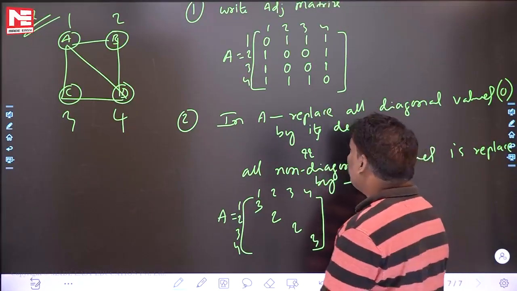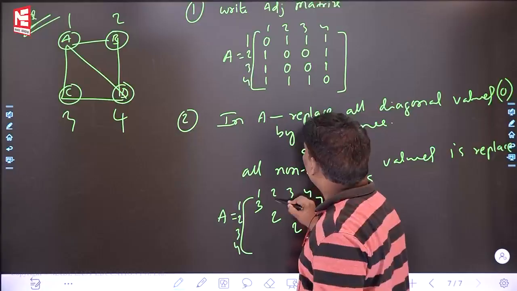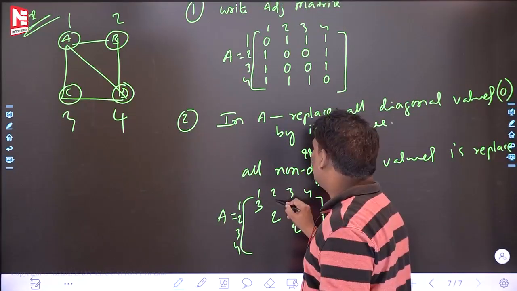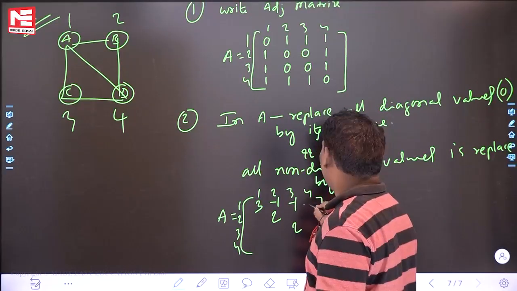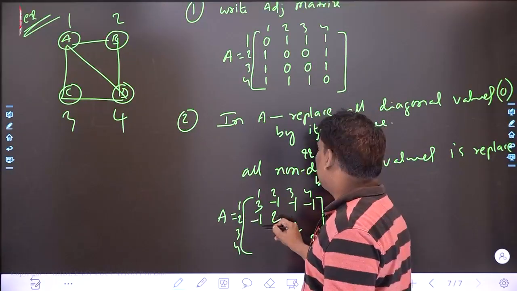Next, replace all non-diagonal ones by -1s. What is the 1, 2? 1 is there. Is it a non-diagonal value? Yes. Replace 1 by -1. What is the 1, 3? -1. What is the 1, 4? -1. Go to the second row. 2, 1 is -1. 2, 2 is already there.